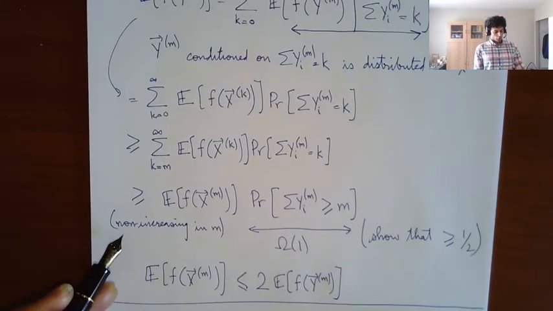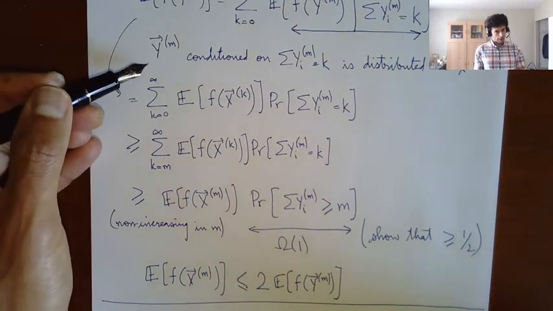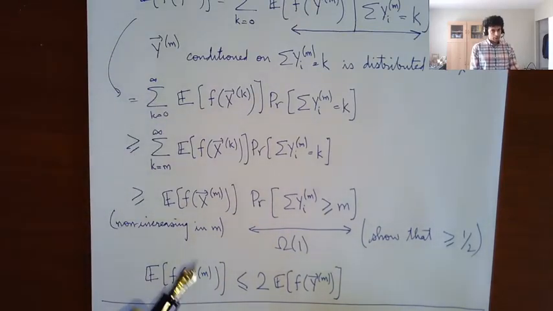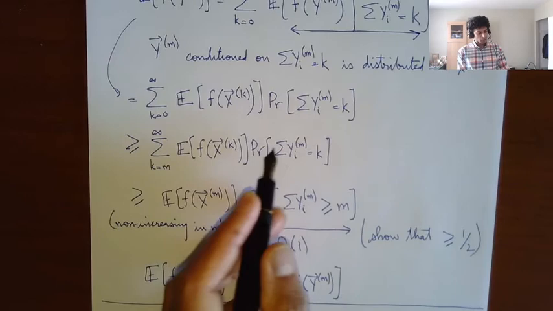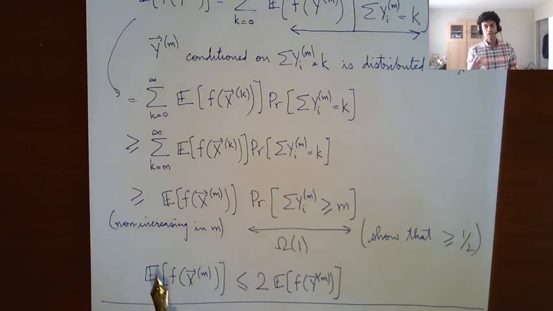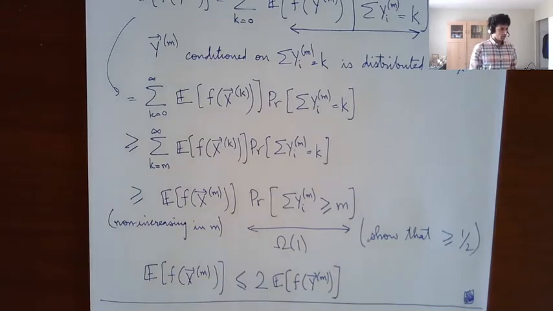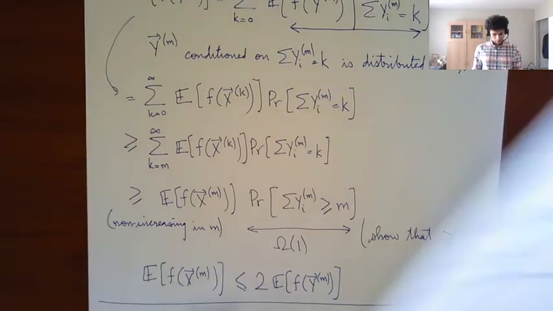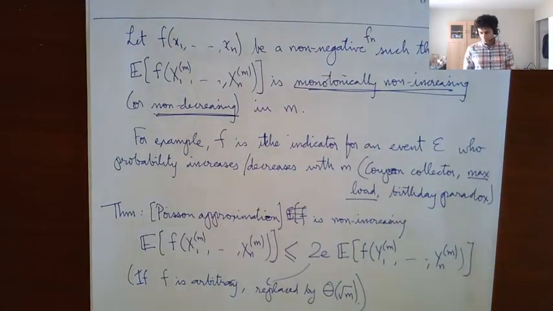For the non-decreasing case, you would look at all the terms going from 0 to m. For the arbitrary case, you would look at only the term corresponding to m, and that gives you the 1 over root m, because the probability that the Poisson takes exactly its mean is theta of 1 over root m. And this completes the proof of the Poisson approximation. So I'll pause here, I'll take some questions, and then when we come back I'll actually apply this for the maximum load analysis, and then finally show you what Poissonization is.